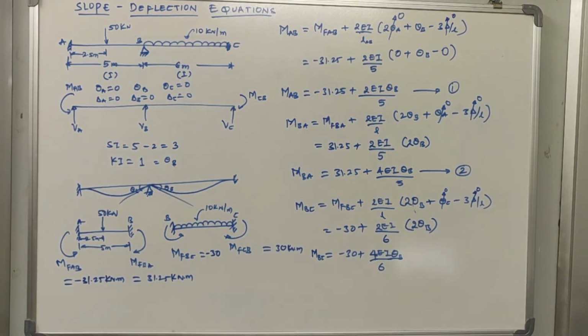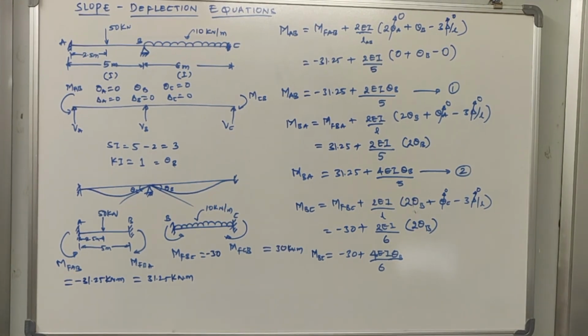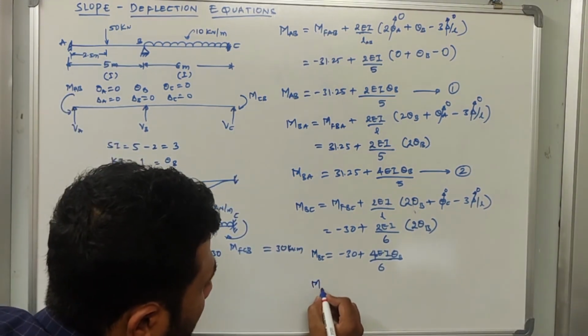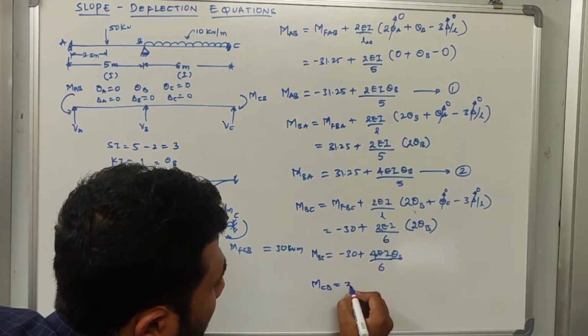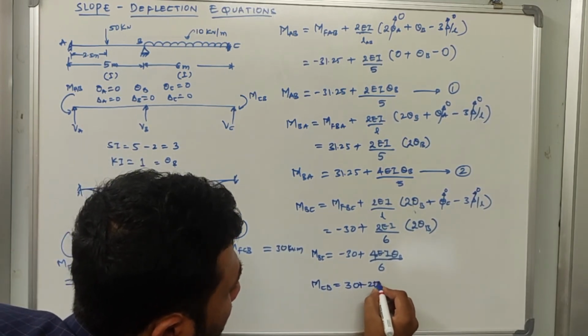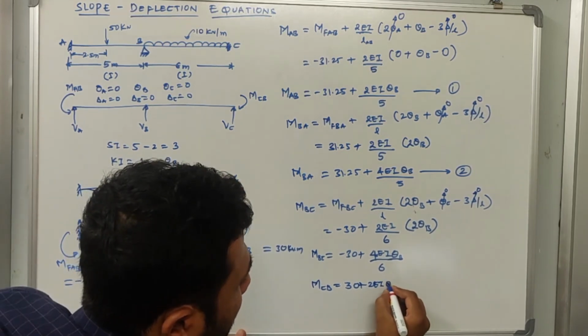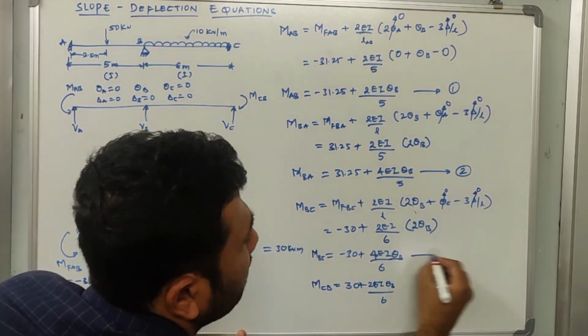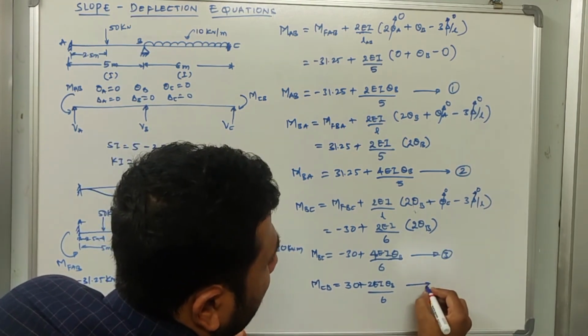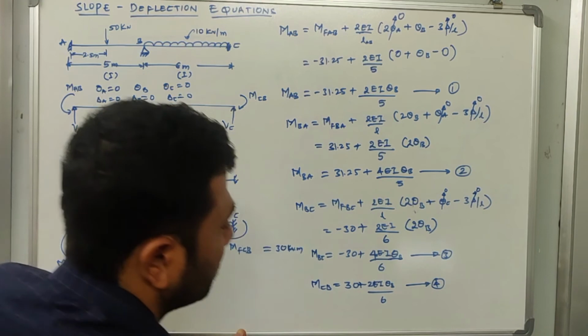Try to write all of this, and if you have any doubt, ask me. Can you similarly write the equation for MCB? Try to write it by yourself. I will directly write the equation for MCB, and you see whether it is correct or not. This is 30 plus 2EI theta B by 6. So this is my third equation for MBC, and this is my fourth equation, which is for MCB.